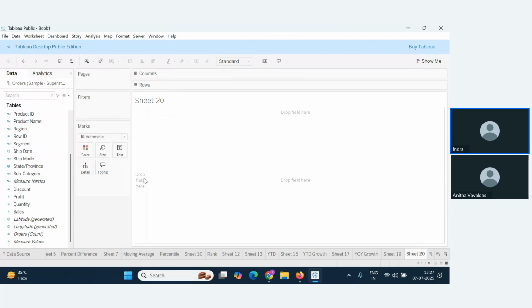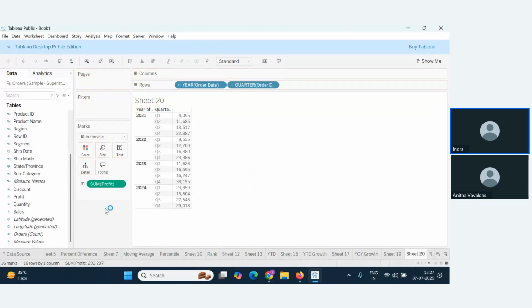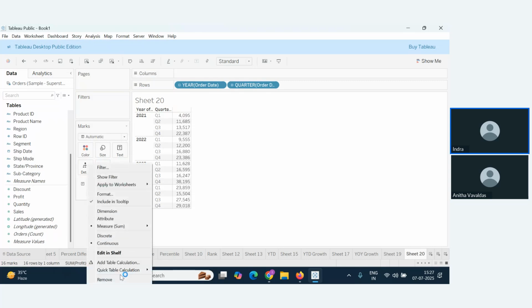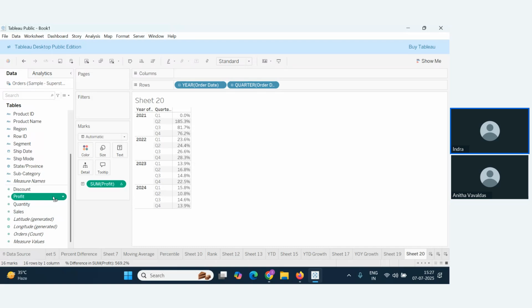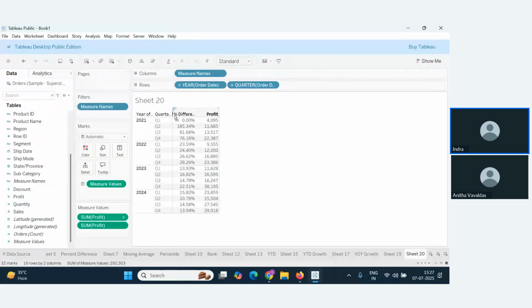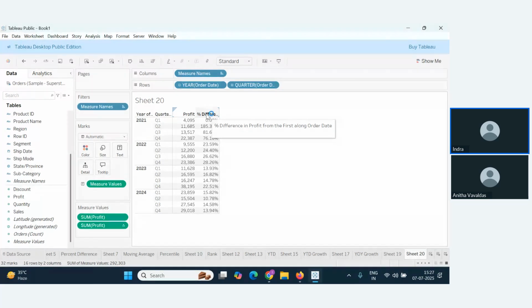To get the CAGR, what I will do, I will take year, I will take quarter, okay, and I will take profit. Let's click on the drop down, quick table calculations, and select CAGR, that is compounded growth rate. Okay, again, take the profit next week. So if you see here, we are getting the profit and the percentage difference in the profit from the first along the order date. Okay, this is the CAGR. So this CAGR is calculated using some formula.